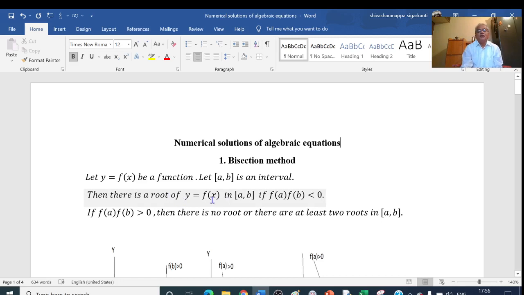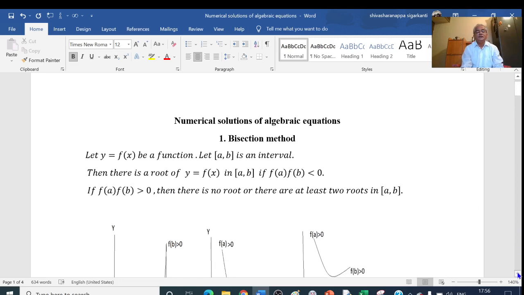there is a root of y equal to f of x in (a, b) if f of a into f of b is less than 0. Otherwise, that is if f of a into f of b is greater than 0, then either there is no root or there are many roots. That is, at least two roots are there in the interval (a, b) if the product of f of a and f of b is positive. Here it is like this.